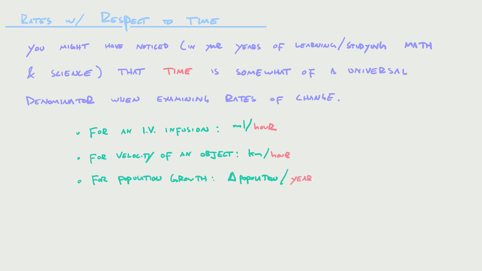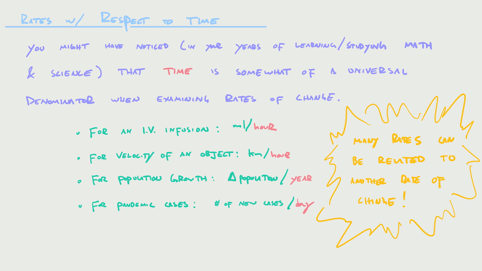For population growth, the change in population per year is something that's going to be important to look at. Or if you're in the middle of a pandemic, talking about the number of new cases per day might be something that you want to talk about. And in each of these things, time is a denominator. Milliliters per hour, kilometers per hour, change in population per year, number of new cases per day. Our goal today is to relate these rates to something else.